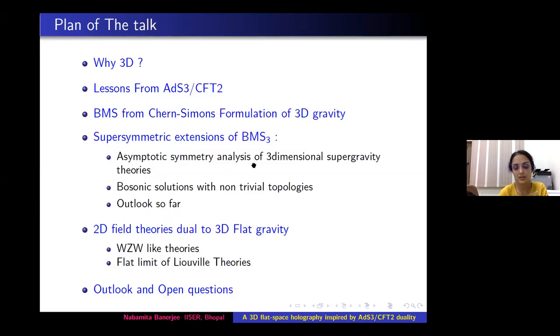how one does the asymptotic symmetry analysis for 3D supergravity theories. Then I'll talk about the bosonic solutions with non-trivial topologies, which will have different topologies than just the ordinary flat space. And then what is it that we learn from studying this? Okay, so that's the outlook. And then I'll go to the dual theory that we think would be the right candidate for the holographic dual of 3D flat gravity. I'll talk about that. And then finally, I'll end with some outlook and open questions. And again, feel free to stop me at any point.